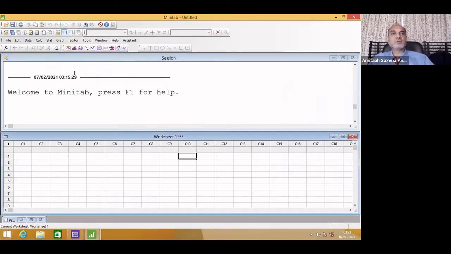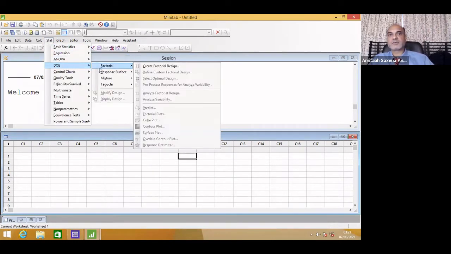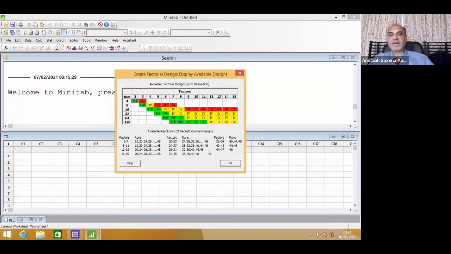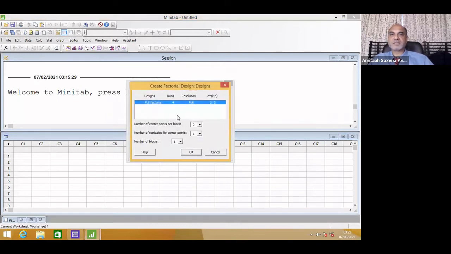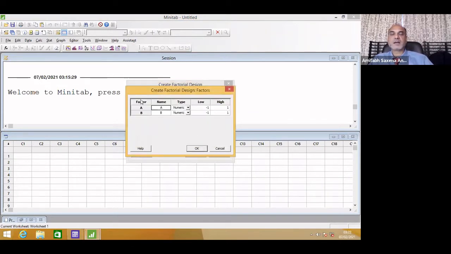I will go to Stat, Design of Experiments, Factorial Design, and create Factorial Design. You're looking at the possible designs. So I've got full Factorial Design. I'll ignore this and then go to the factors, and I put my factors here. Factors here are shift, and it's text. This is A, this is B.